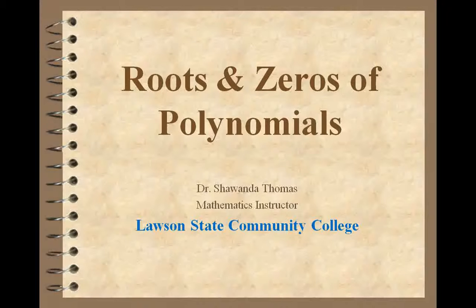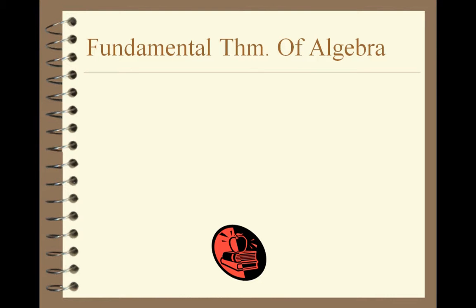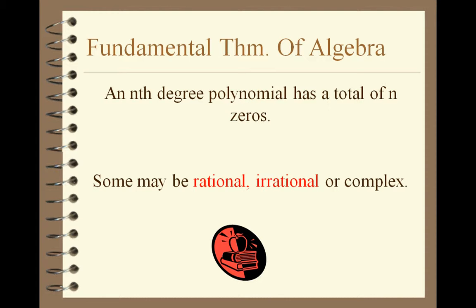I want to show you how to find the zeros of a polynomial function. The fundamental theorem of algebra states that if you have an nth degree polynomial, then you will have n zeros. Some of those zeros may be rational, irrational, or complex.